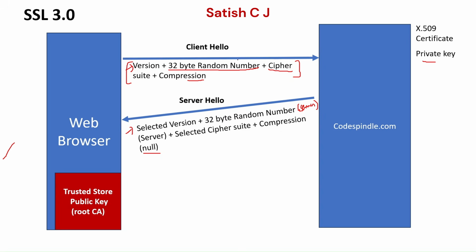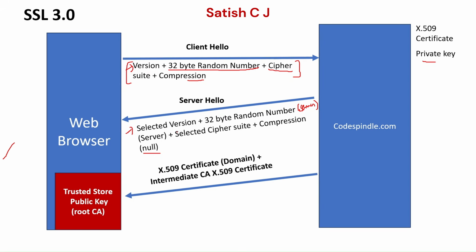So we have a client hello and then a server hello that's coming back, and this is what is shared. The next step is the server, the domain, actually sends its own x.509 certificate. That is the certificate it sends. And it also sends the intermediate CA x.509 certificate, the CA which issued the domain certificate. That CA's x.509 certificate is also shared with the client. And then the server sends a server done message.